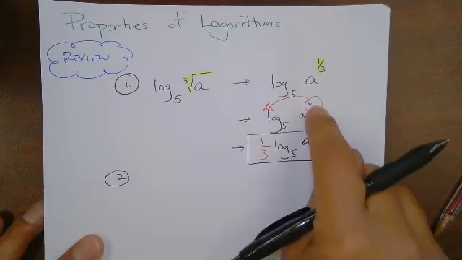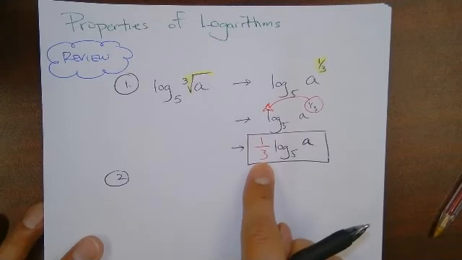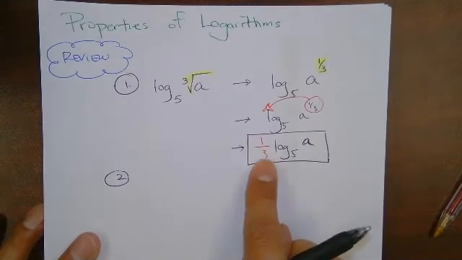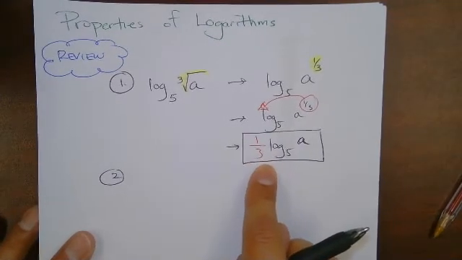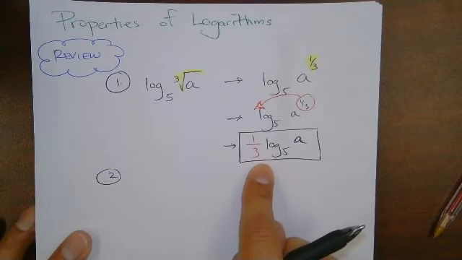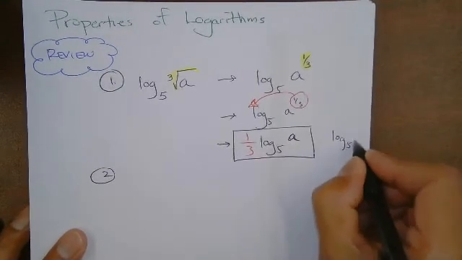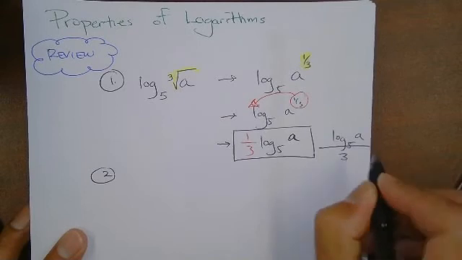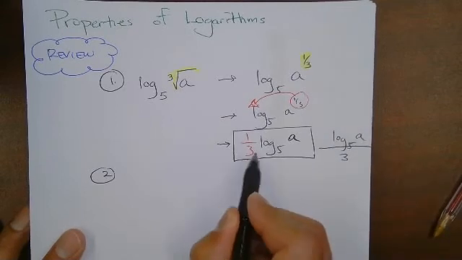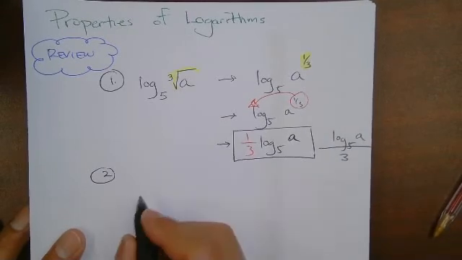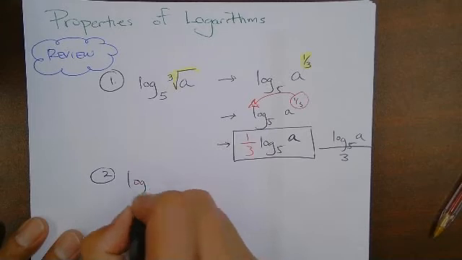Okay, we know that an exponent goes down to the front. Remember there's another way to write this? What's the other way to write this one that you're going to see in the book or in the worksheet? Log base 5 of a, and then over 3. That is the same as this 1/3.